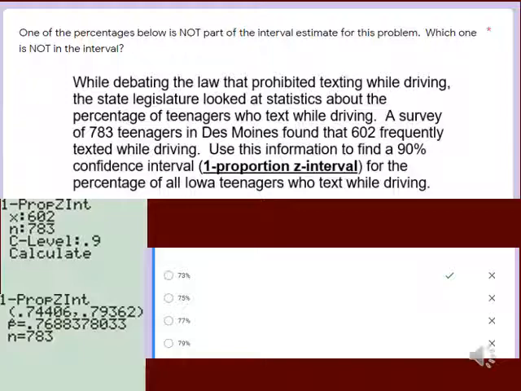Now, the question it asks is which of the percentages is not part of the interval estimate? If I look at the parentheses, this is basically telling me that my estimate goes from 74% to 79%, from 0.74406 to 0.79362. Well, 75, 77, and 79 are all in there, but 73 is just a little bit too small, and that's why 73 is the right answer. It's not in the interval.